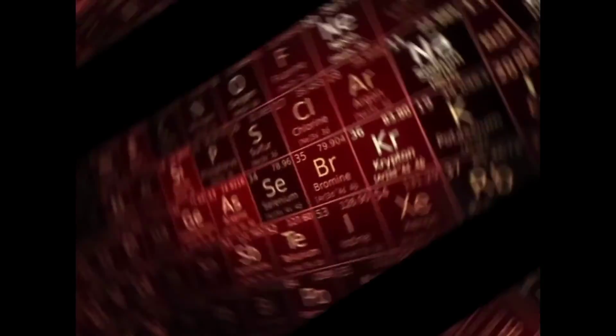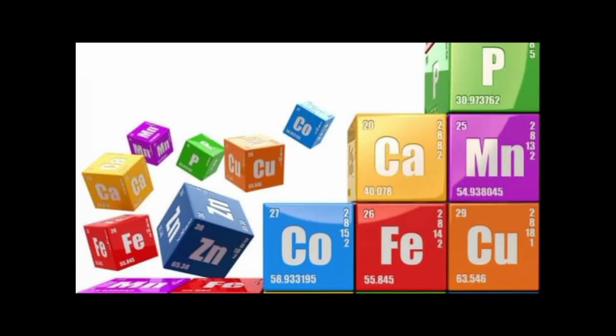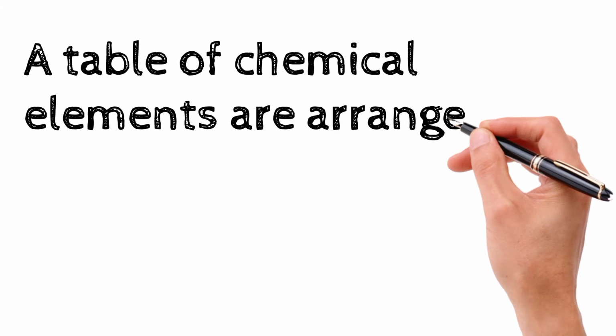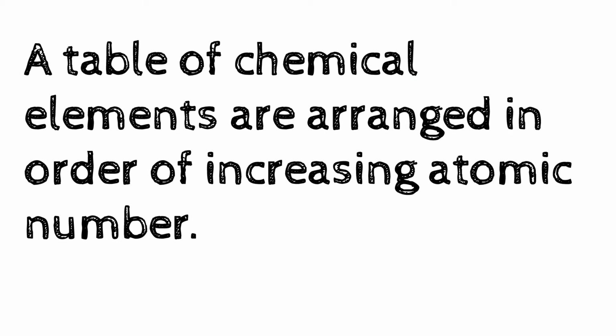The periodic table. What is the periodic table? A table of chemical elements arranged in order of increasing atomic number.